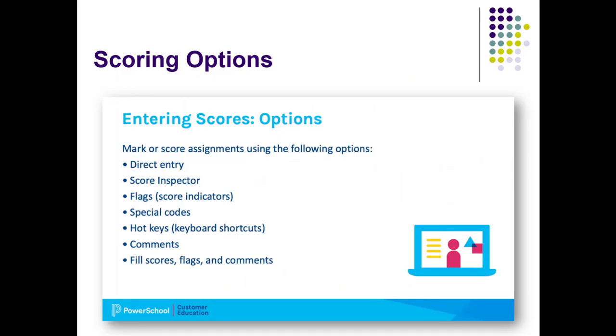The next thing is scoring assignments. So when you enter scores, there are different options that you can follow. Direct entry, the score inspector, flags, which are score indicators, special codes, hotkeys, which would be like shortcuts for typing in scores, comments, and then you can fill those scores and flags and comments across the board for students.